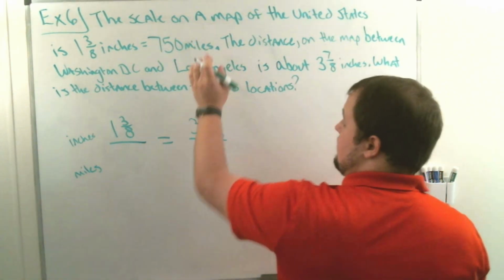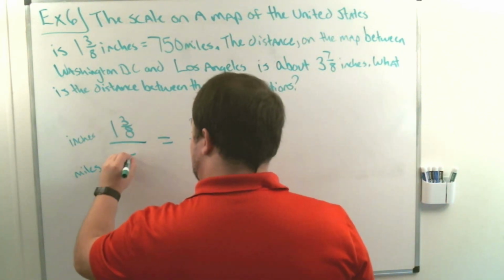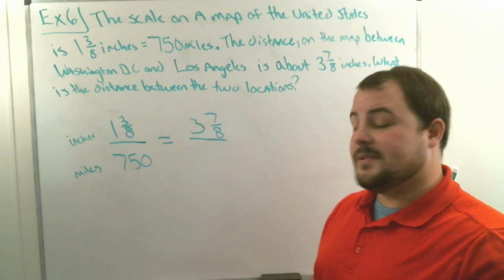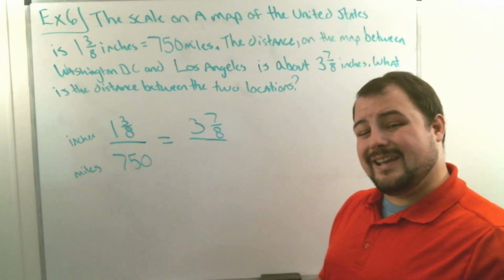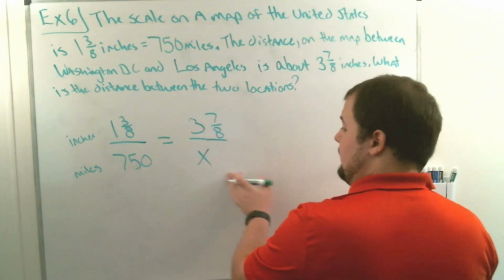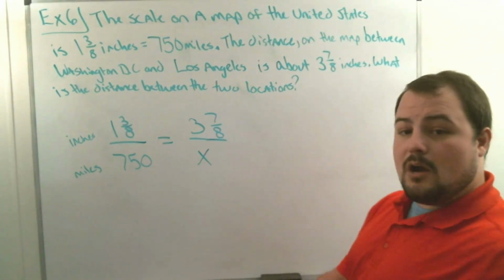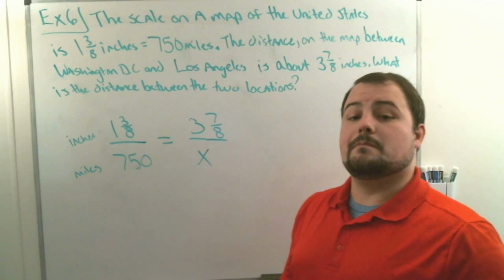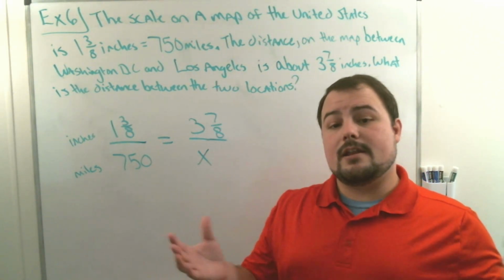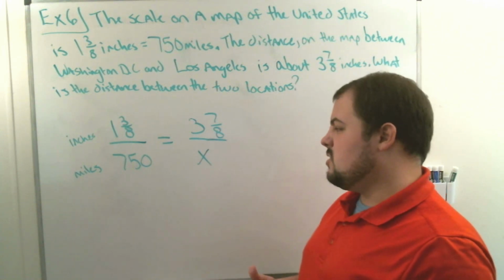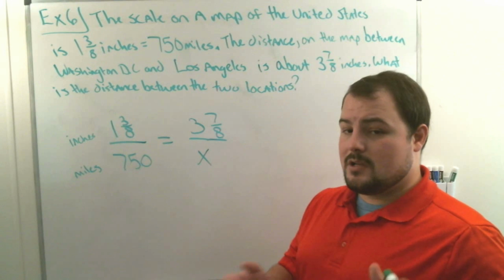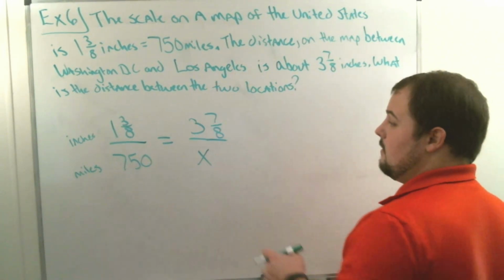Well, I know that 750 miles is equal to 1 3/8 inches. Our job is to figure out what 3 7/8 inches equals. So this is where we're going to put a variable. Now we're looking at a problem that's proportional. Since it's proportional, we could cross multiply and then divide, but before we do that, we might want to change our fractions to improper fractions so that they're easier to work with.